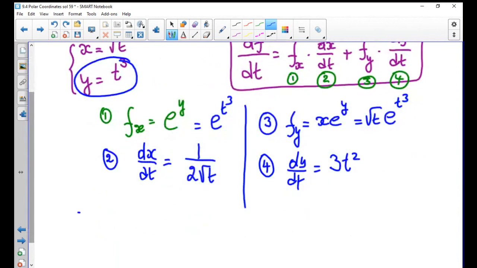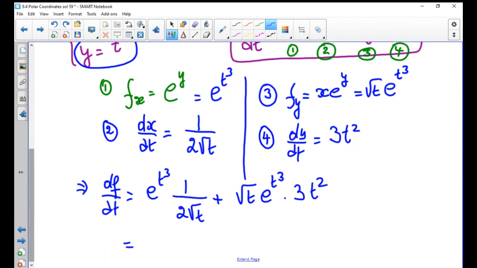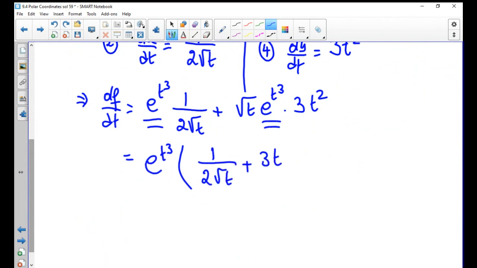Now I need to bring all of this together. So I will say df over dt is e to the t cubed times 1 over 2 square root of t, plus square root of t e to the t cubed multiplied by 3t squared. After that, it's my skills in algebra here. I can put this as a common factor: 1 over 2 square root of t plus 3t squared, like this. Is this difficult? No.